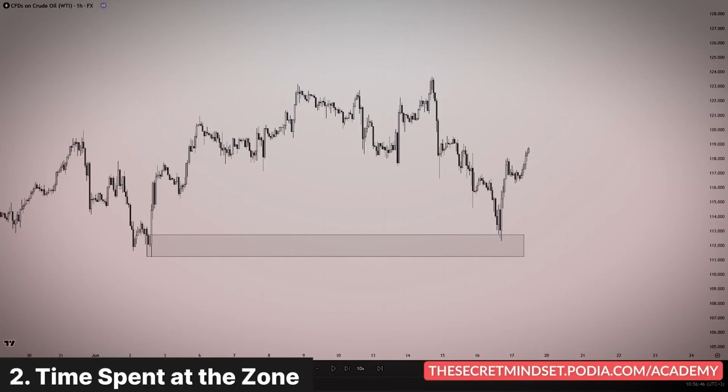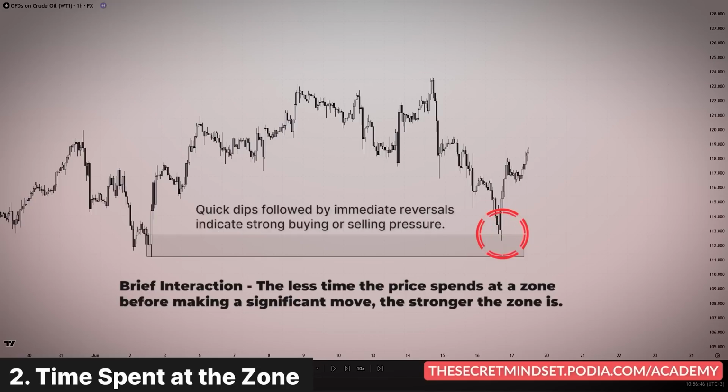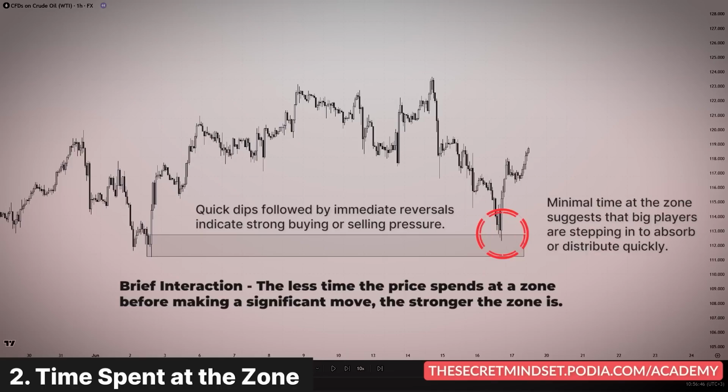Another factor to consider is the amount of time price spends at the zone before making that initial move. The less time price hangs out at a level, the more likely it is to be a key turning point in the market. So if you see price just dip into a demand zone and then immediately start rallying higher, that's often a signal that big buyers have stepped in and are absorbing all the available supply.